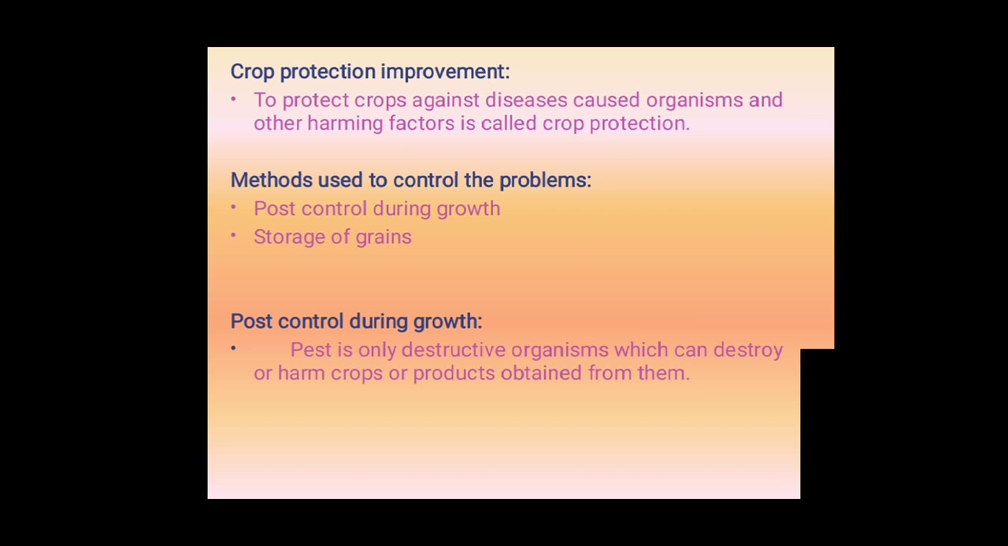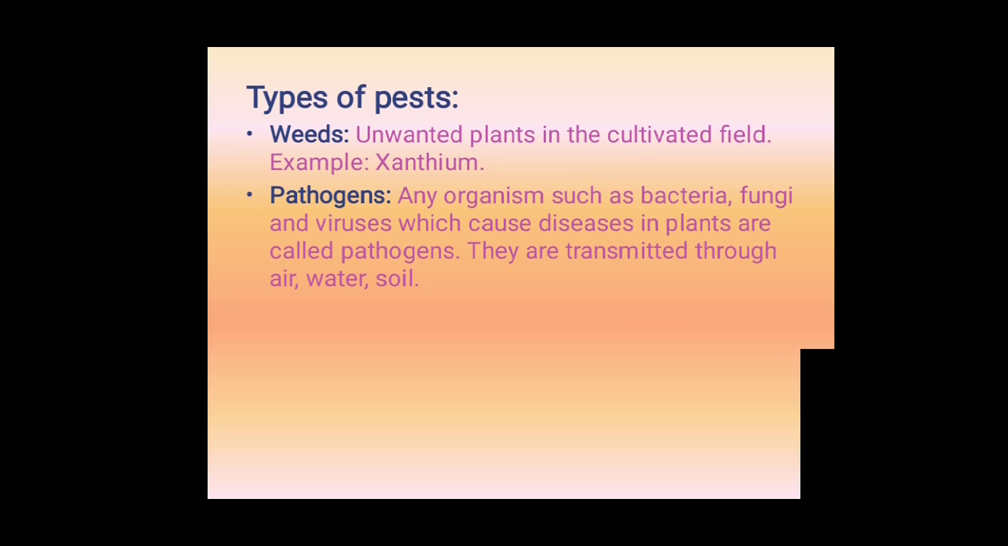First one is pest control during growth. A pest is a destructive organism which can destroy or harm crops or products obtained from them. Here, the pest or destructive organism affects the yields or the crops, that we call pest control during growth. Two types of pests are there. Which are those? Weeds and also the pathogens. These are the two types of pests.